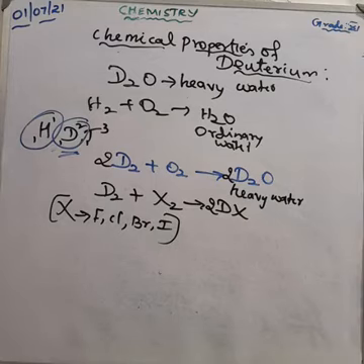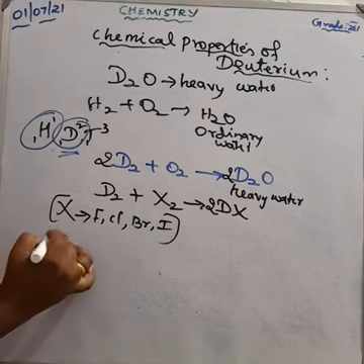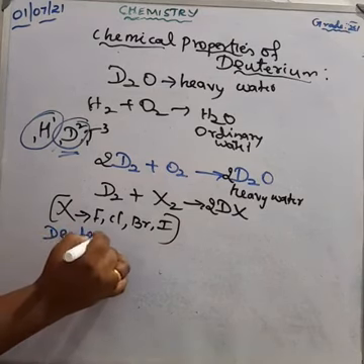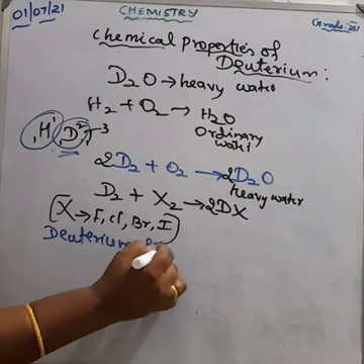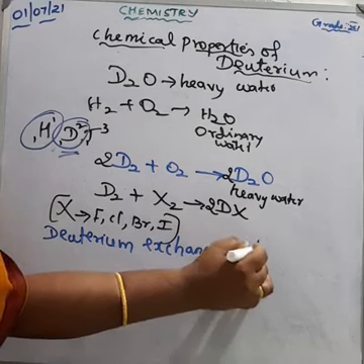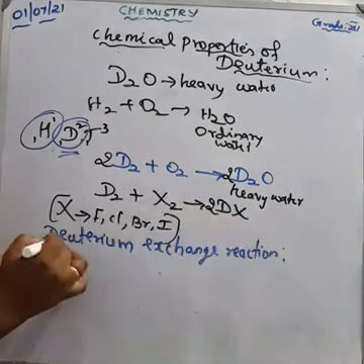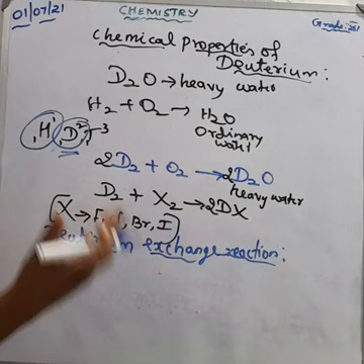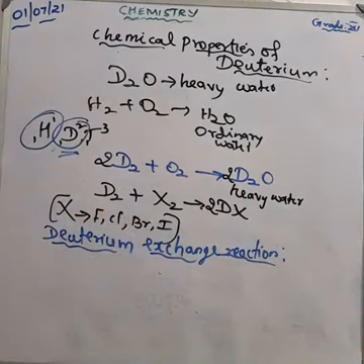Another chemical property of deuterium is the exchange reaction. Exchange means one element is exchanged with another element. So here deuterium can replace the hydrogen atom from its compound.